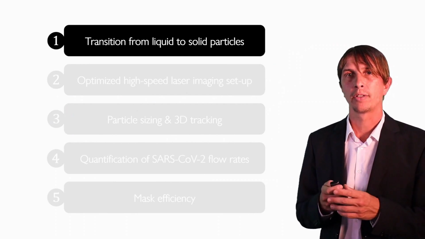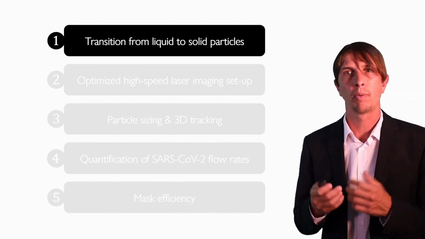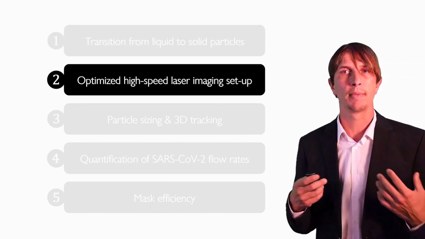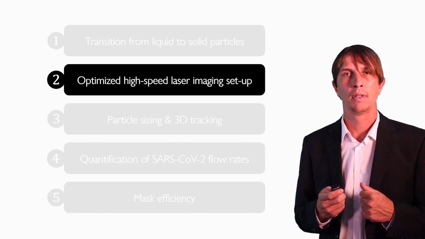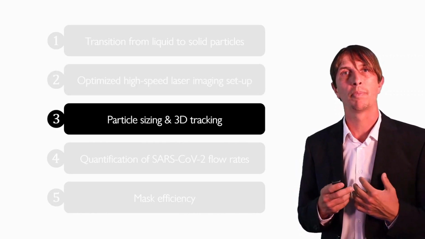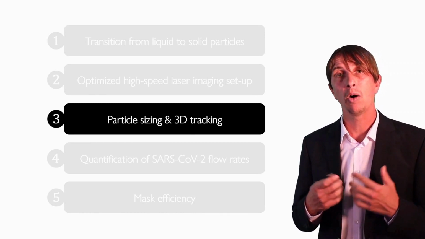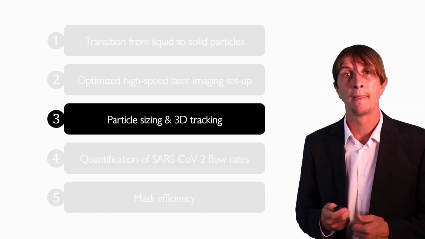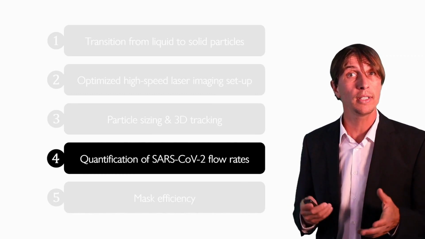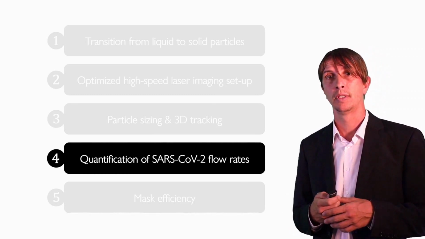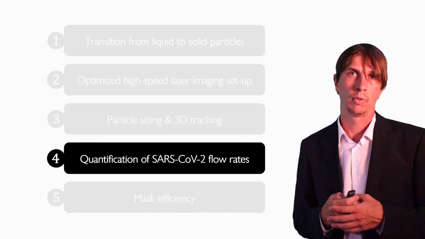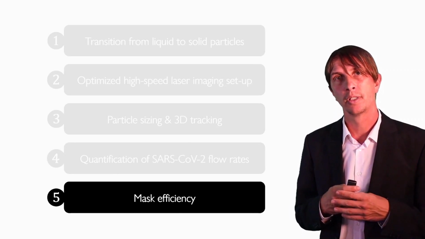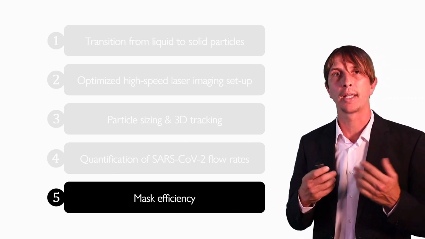So let's summarize. First of all, I will talk about this transition from liquid to solid particles. Then we will describe the optimized high-speed laser imaging setup. After that, I'll talk about the particle sizing and 3D tracking. How can we extract quantitative information from what we have recorded in the lab? Using this data, we can quantify the SARS-CoV-2 flow rate, and this corresponds to the 4th section. Finally, I will end this presentation on mask efficiency: how different types of masks are blocking those particles.